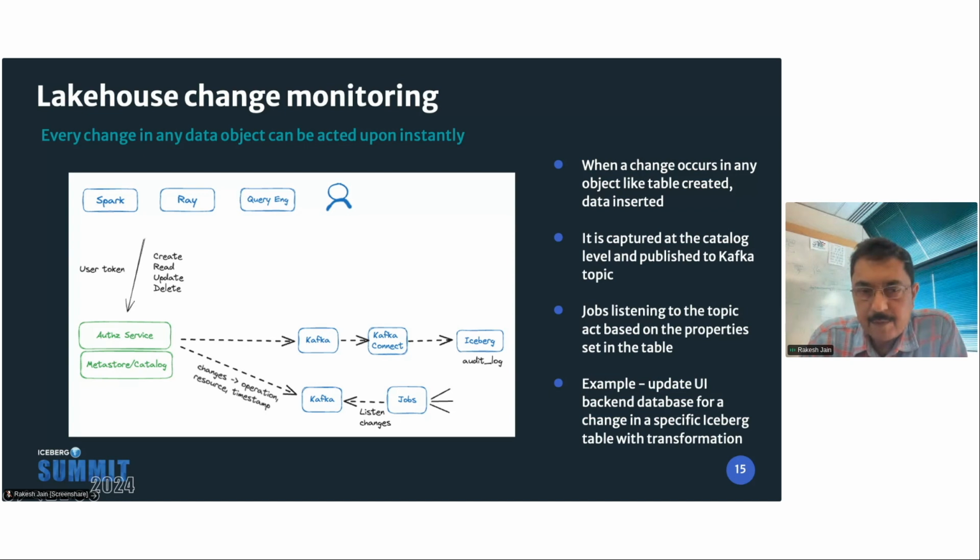And in case we want to work on a specific change, there are jobs which listen to this particular topic. If the change is of interest for the specific job, they would act on it. An example of it is basically updating the UI backend database for a change happening in a particular Iceberg table.